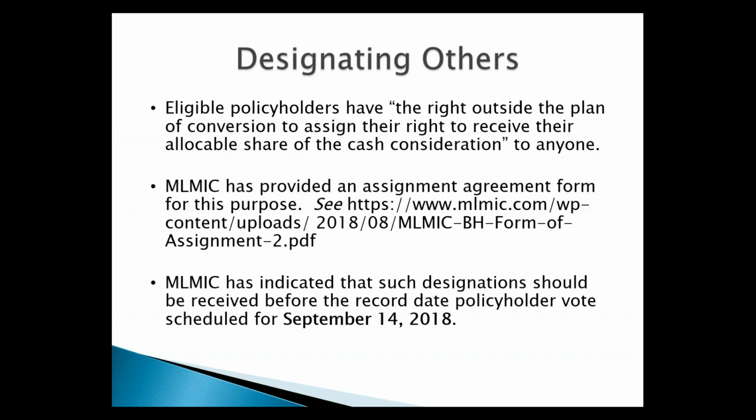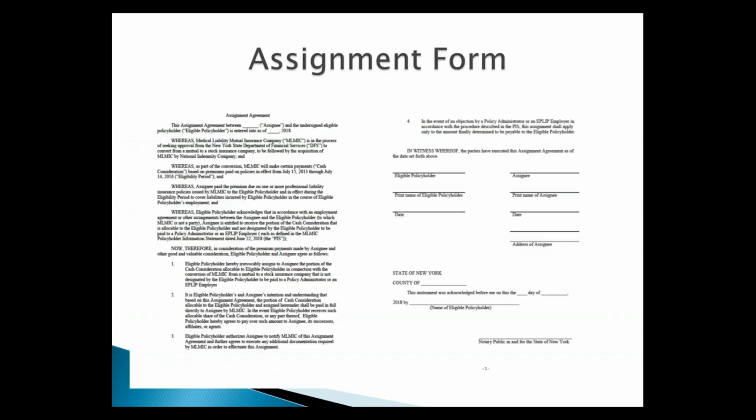Aside from designating policy administrators or EPLIP employers to receive the distributions, MLMIC has stated that eligible policyholders have the right, outside of the plan of conversion, to assign their right to receive their allocable share of the cash consideration to others. In other words, they can assign it to employers who are not the named policy administrator or EPLIP employer. This statement was posted in an update on MLMIC's website on August 7, 2018, along with a form assignment agreement. So this shows that MLMIC is still trying to explain everything to everybody. The website address is on the slide. I'm going to show you now an image of the assignment form that MLMIC put out. It's a sample.